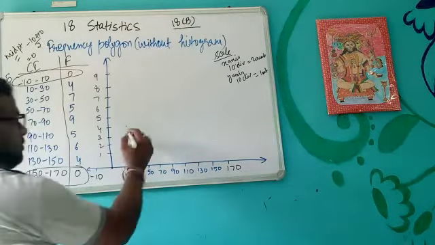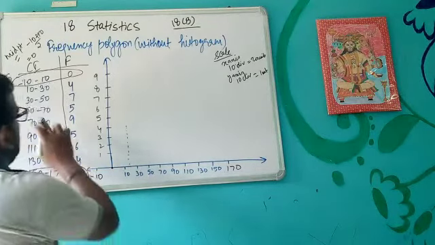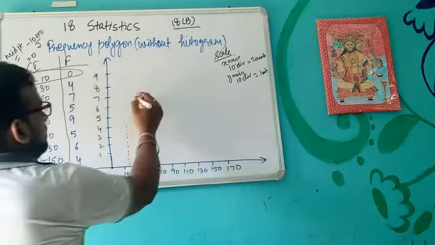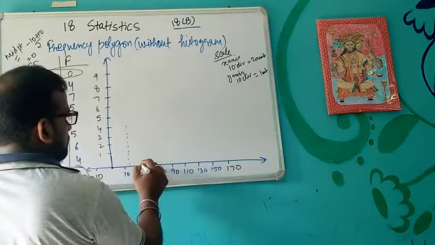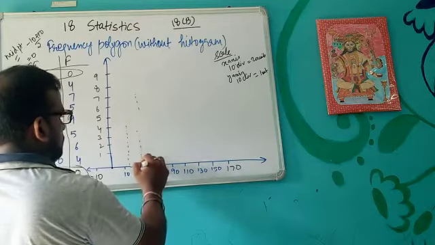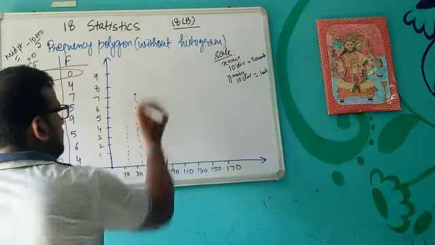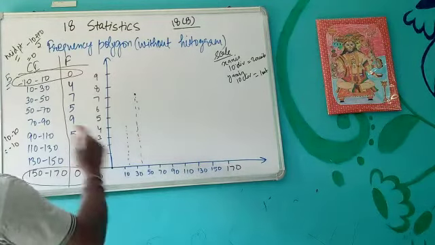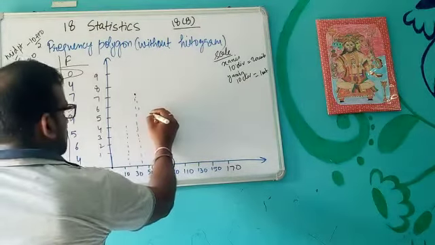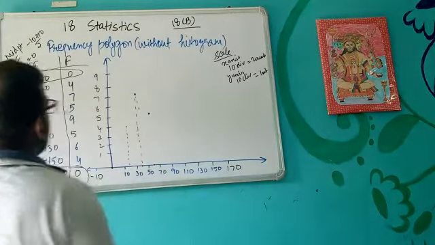Then between 30 to 50, the frequency is 7. So here it is 7. So this is our 7. Let's make a small dot so that we can reach there. Then 5. So this is 5. Exactly in the middle we will take 5 here.